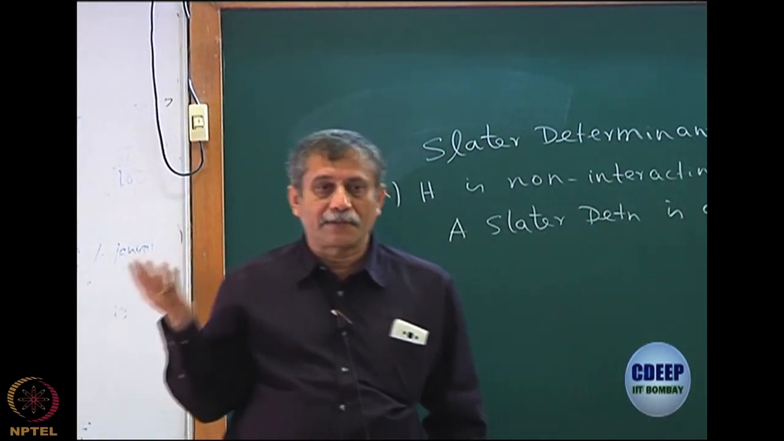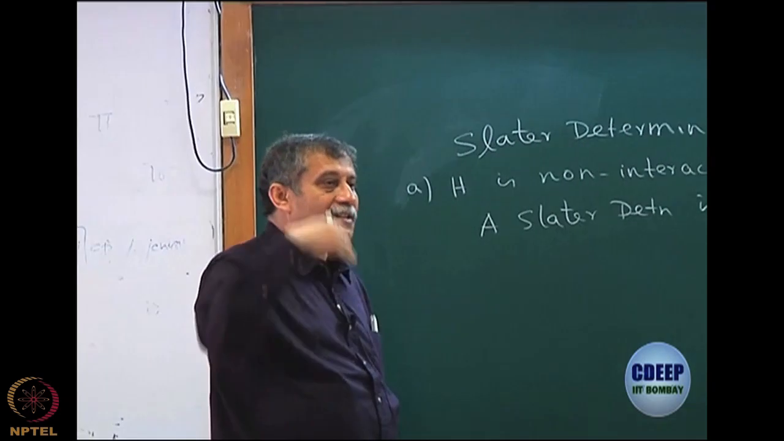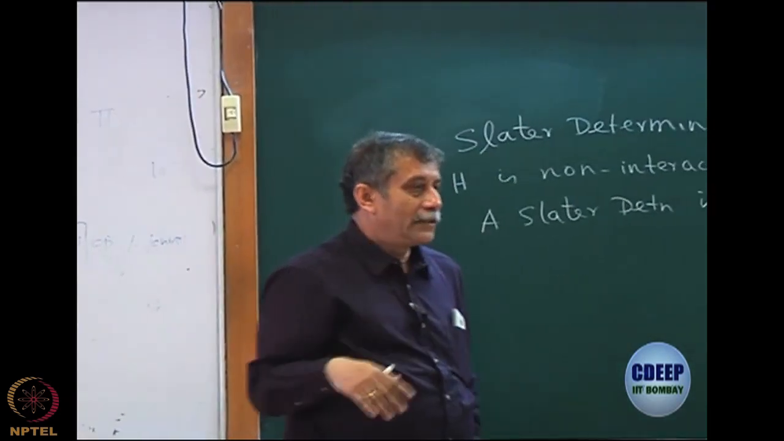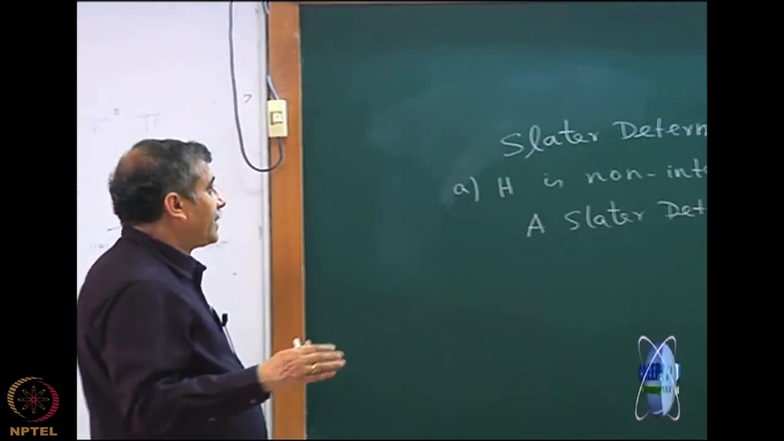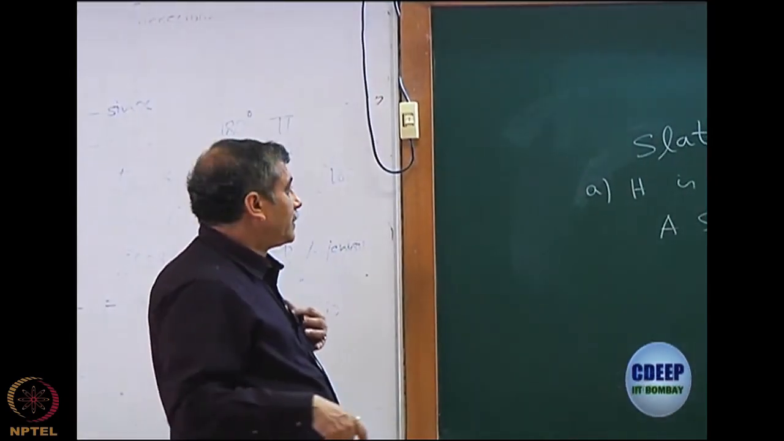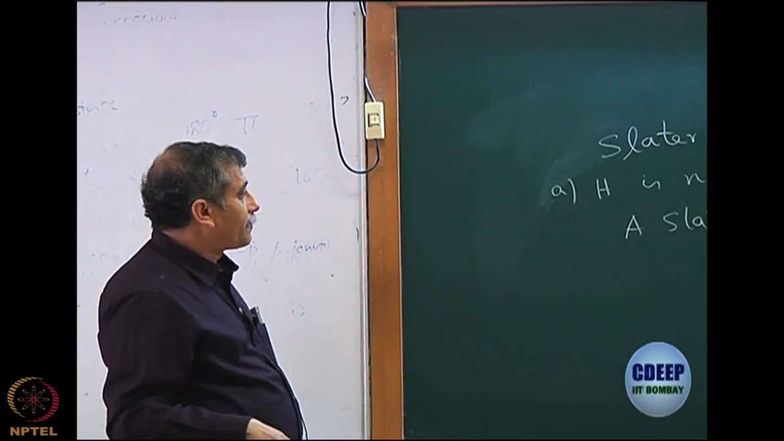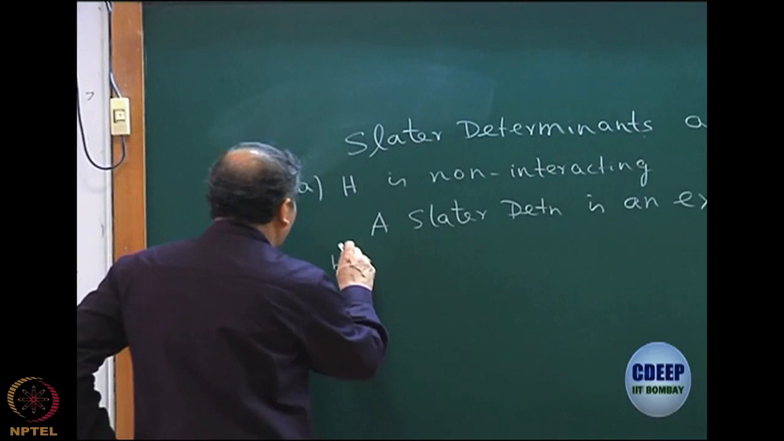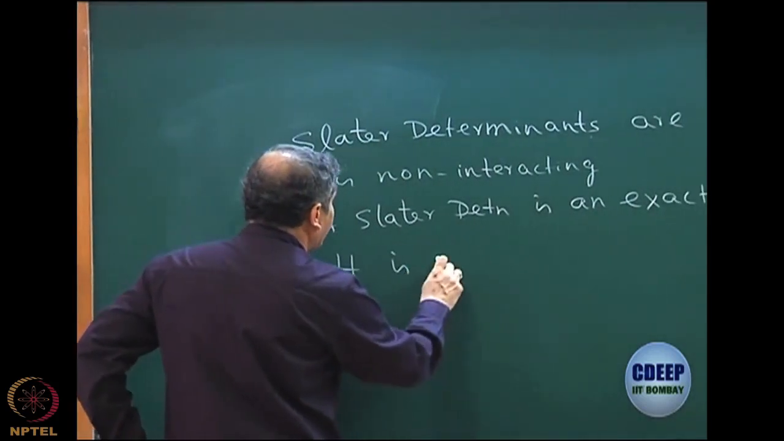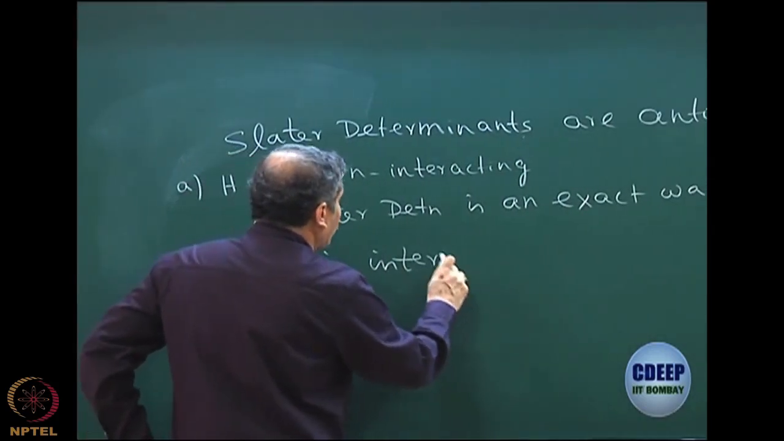Please remember that the determinant is antisymmetric. Antisymmetry is the most important rule. The first rule is antisymmetry. So, antisymmetry has to be followed, then all other things can come. If H is non-interacting, of course, the Slater determinant is the exact function. What we will discuss today is what happens when H is interacting, and that is the case for our atoms and molecules, as we have discussed.